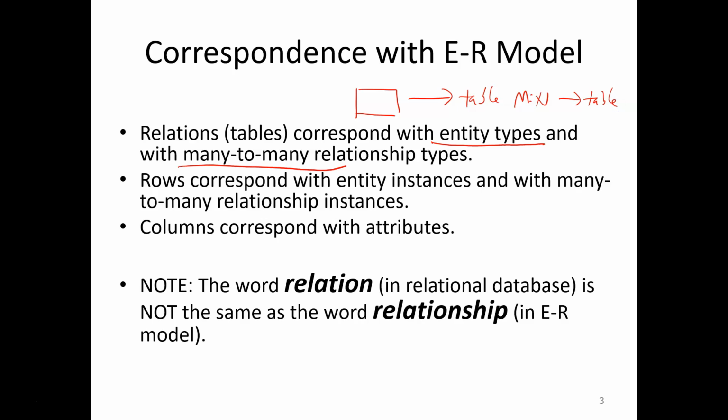If you see an ER diagram that looks like this, two entity types with a many-to-many relationship, how many tables would you get? 3, because one for each entity type and one for the many-to-many relationship. And then the second general rule is that rows correspond with entity instances and with many-to-many relationship instances. So each row in a database table is referring to an instance of the entity type. The last general rule is columns correspond with attributes. So each column in a database table is referring to each attribute that's in the ER diagram.